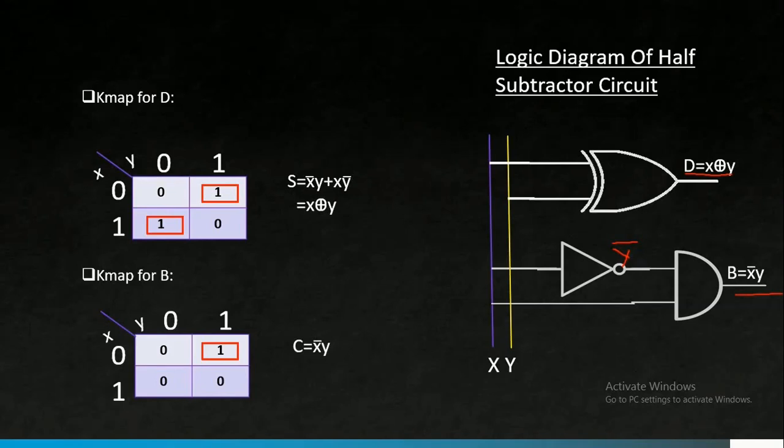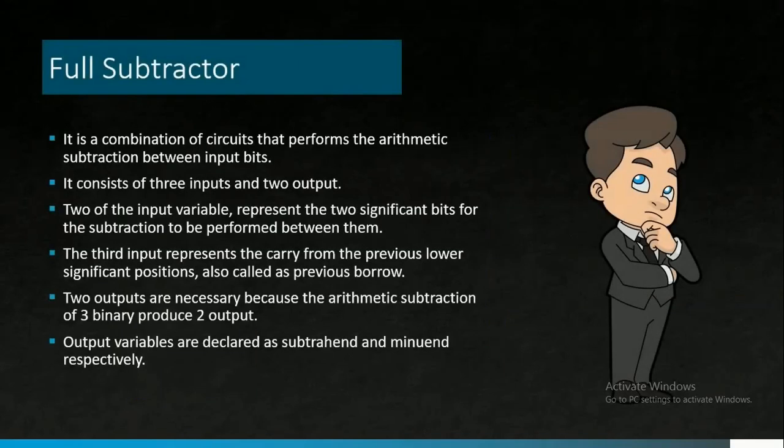Now let's move on to our full subtractor. A full subtractor is a combinational circuit that performs the arithmetic subtraction between input bits. It consists of three inputs and two outputs. Two of the input variables represent the two significant bits for the subtraction to be performed between them. The third input represents the borrow from the previous lower significant position, also called the previous borrow. The two outputs are necessary because the arithmetic subtraction of three binary bits always produces two outputs, and the output variables are declared as difference and borrow respectively.